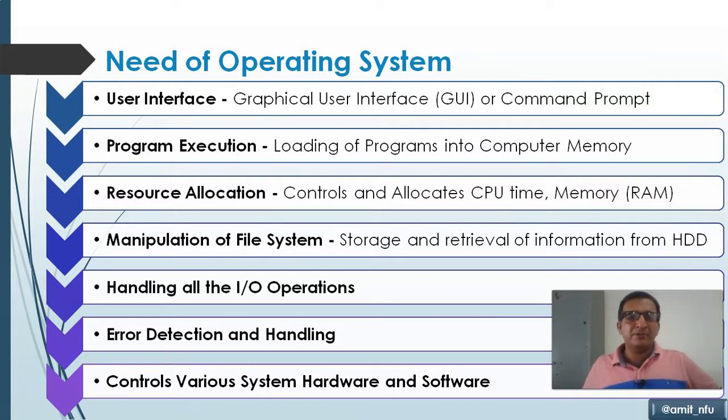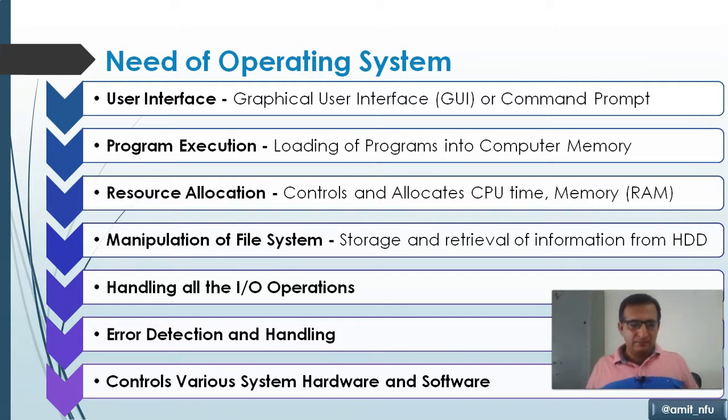Now, manipulation of file system, as I already told you, like storage and retrieval of information from the hard disk, from the folders, from the files. This is also managed by the operating system, and handling all the input-output operations. Obviously, whether any input-output device is functioning properly or not, it is conveyed by the operating system to the user that some cord is not connected or some input-output signal issue is there. The dialog box actually communicates with the user what is happening with the hardware, right?